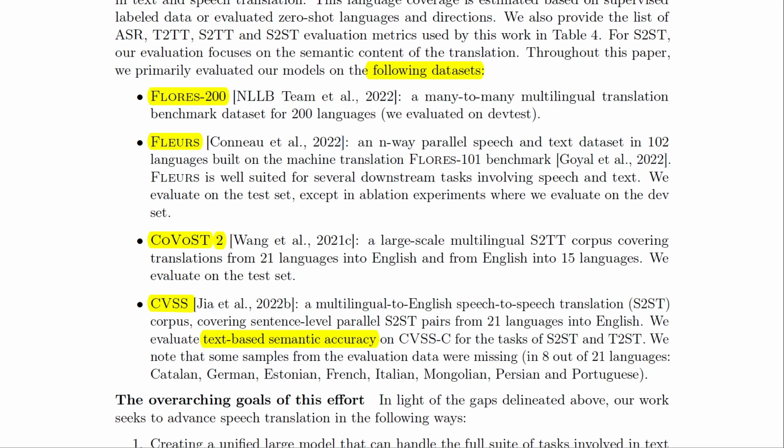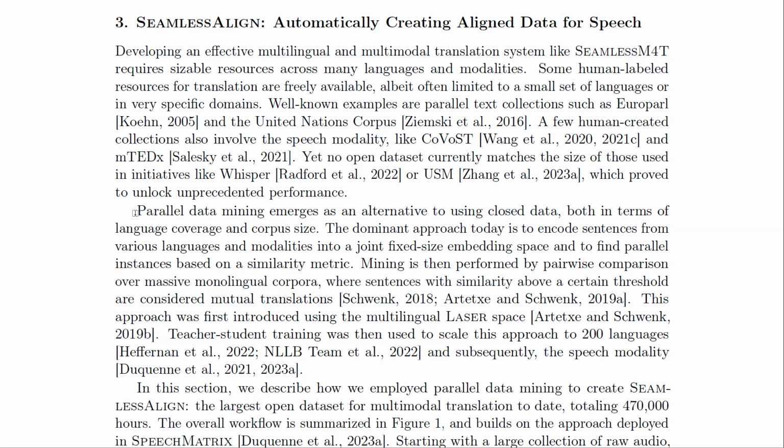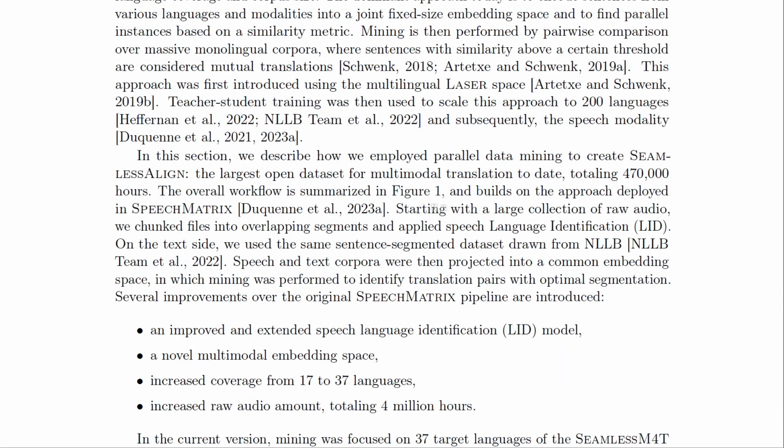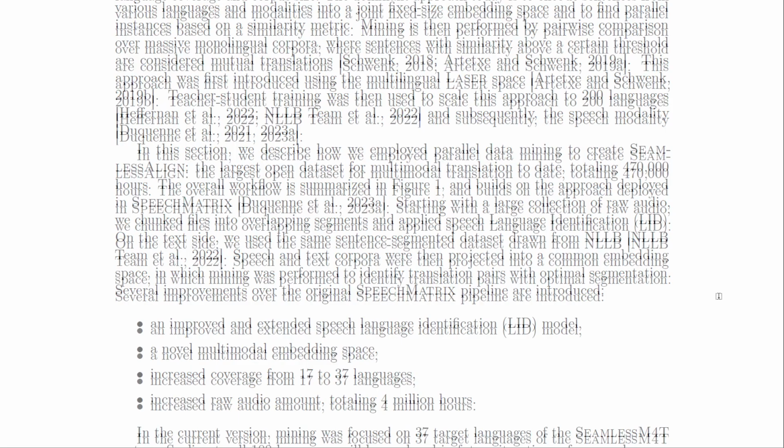Developing a versatile system like SeamlessM4T necessitates vast resources spanning numerous languages and modalities. Enter parallel data mining, an alternative to closed data sources that provides broader language coverage and larger corpora. The key approach here is encoding sentences from various languages and modalities into a shared fixed-sized embedding space. This space helps identify parallel instances based on similarity metrics.